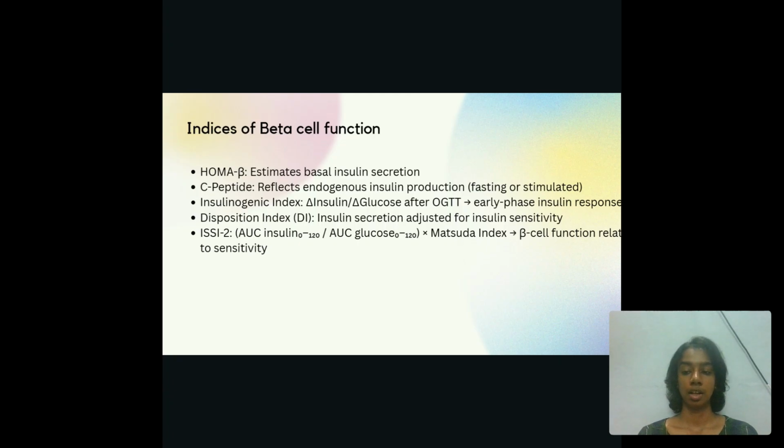Insulinogenic index is going to measure the early insulin response after the glucose challenge. Disposition index is the insulin secretion adjusted for sensitivity, highlighting functional beta cell reserve. ISSI2 is more complex, but it is considered to be one of the most robust markers when incorporating OGTT insulin glucose area under the curve and insulin sensitivity.